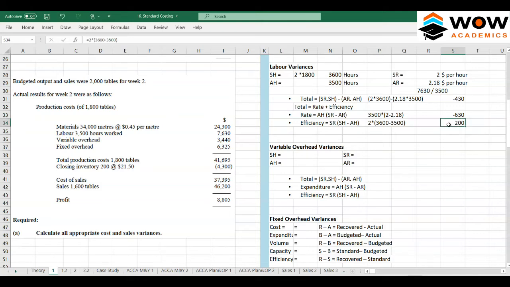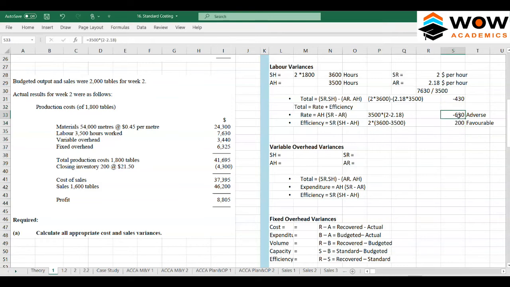Look at this variance. It says you should have paid $2, but you have paid $2.18. So that is actually bad, right? So it is adverse. Minus is adverse, and plus is favorable. Add both and you will get the answer.